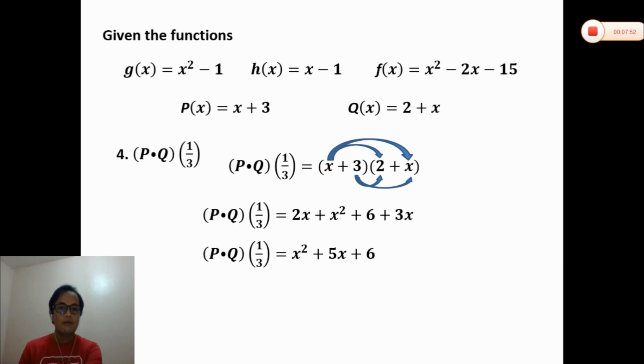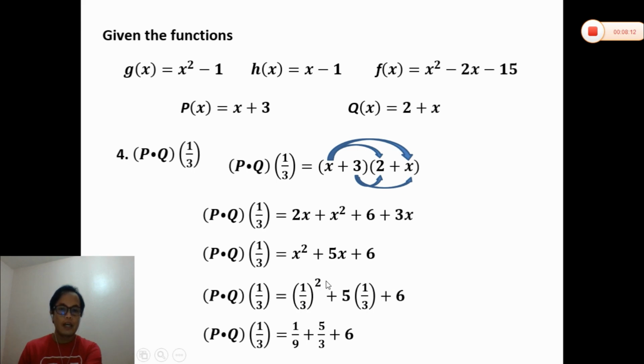Then we simplify. We evaluate this function using the domain 1/3. So that gives us 1/3 quantity squared plus we copy 5 times the value of x, which is 1/3, and we copy 6. The square of 1/3 is 1 over 9. So we have here 1 over 9, we copy plus, then we multiply 5 times 1/3, that gives us 5 over 3. Again, I would like to emphasize here, when we multiply a whole number to a fraction, we simply multiply the numerator 5 times the numerator, and the denominator, assume denominator of 5, which is 1.